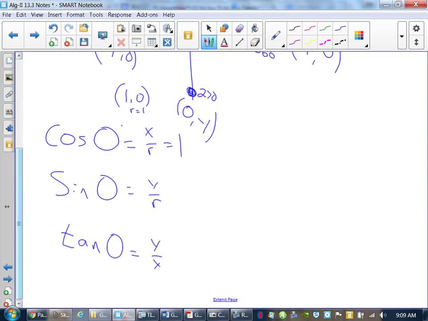The sine of 0, that's 0 over 1. Tangent at 0, 0 divided by 1. Reciprocals. The secant of 0, well, what's the reciprocal of 1? 1. The cosecant of 0. Well, what's the reciprocal of 0? Undefined, good.